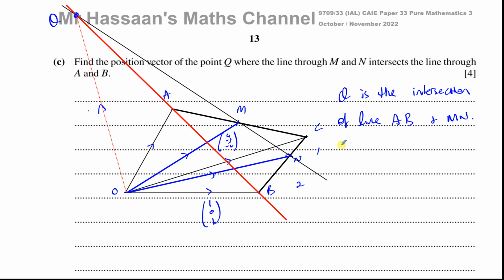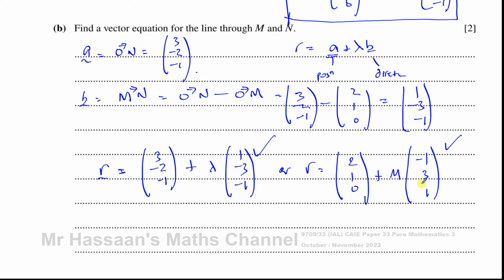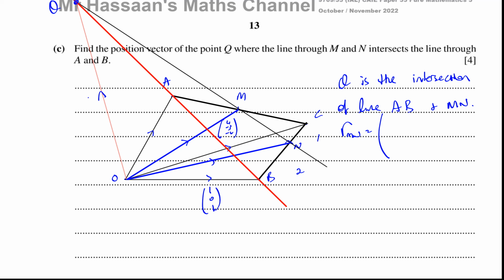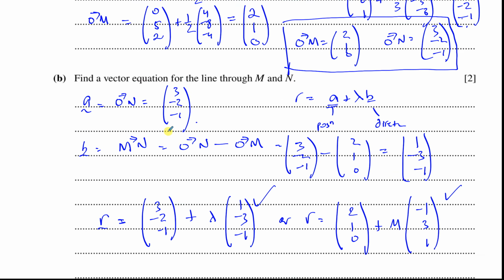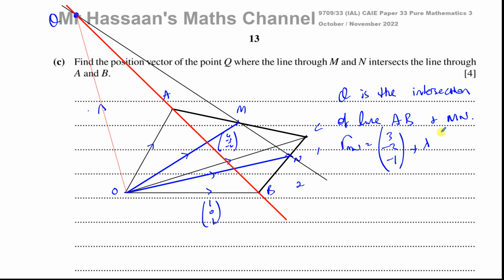So for MN, we found one form of it, and we could use either of these. I'll just use this one: (3, -2, -1) plus lambda times (1, -3, -1). Just to make sure I don't make a silly mistake, that is (3, -2, -1) plus lambda times (1, -3, -1).